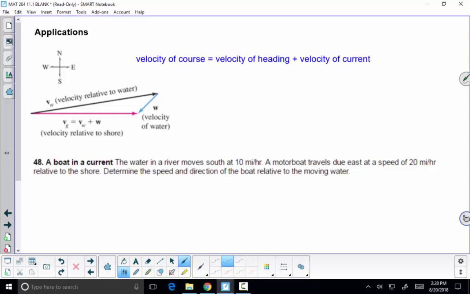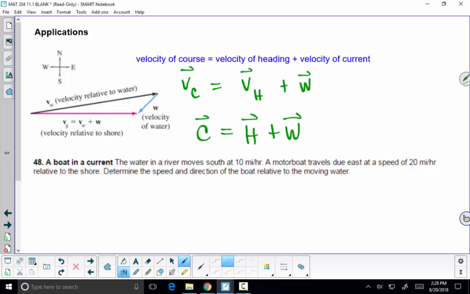I personally would think about the velocity of the course equals the velocity of the heading plus the current, which we can continue to go with there, W. That's fine if you think of W as wind or water. A lot of books will just talk about course and heading, and they'll do something like this. That's also possible. Whatever works for you, but that's the basic principle.